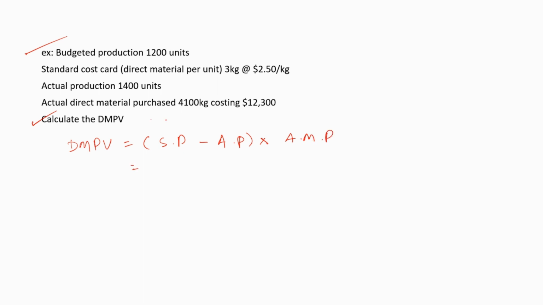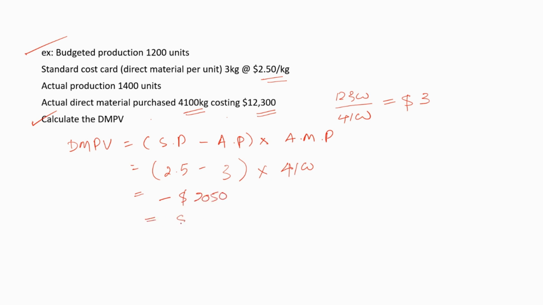You need to take the price per kilogram. So standard price per kilogram is given here, which is 2.5, and they have not given the actual price per unit. But using these two figures, we can calculate the actual price per unit. We can simply divide the 12,300 by 4,100. This will give us the actual price per kilogram, which is equal to $3. So 3 multiplied by actual material purchased, which is equal to 4,100 kilograms. This is equal to negative $2,050.